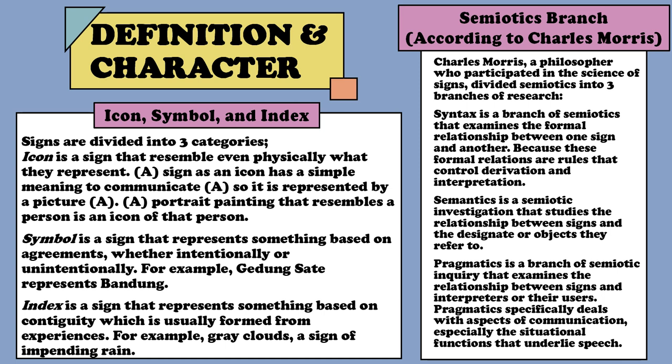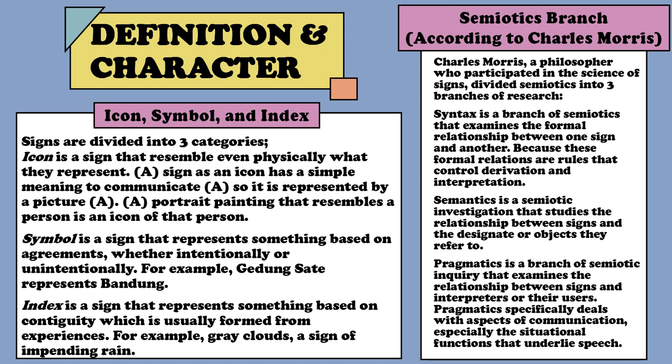The second one, symbol. A symbol is a sign that represents something based on agreements, whether intentional or unintentional. For example, Gedung Sate represents Bandung. The third one, index. An index is a sign that represents something based on contiguity, which is usually formed from experiences. For example, gray clouds, a sign of impending rain.